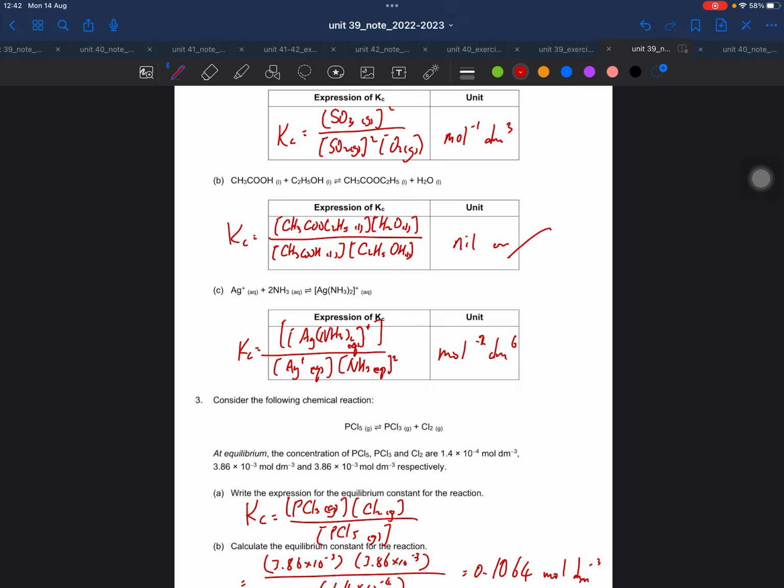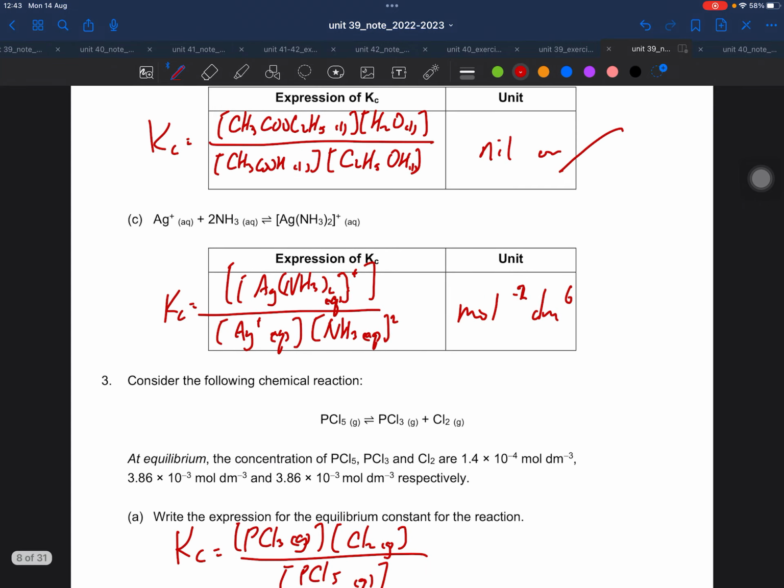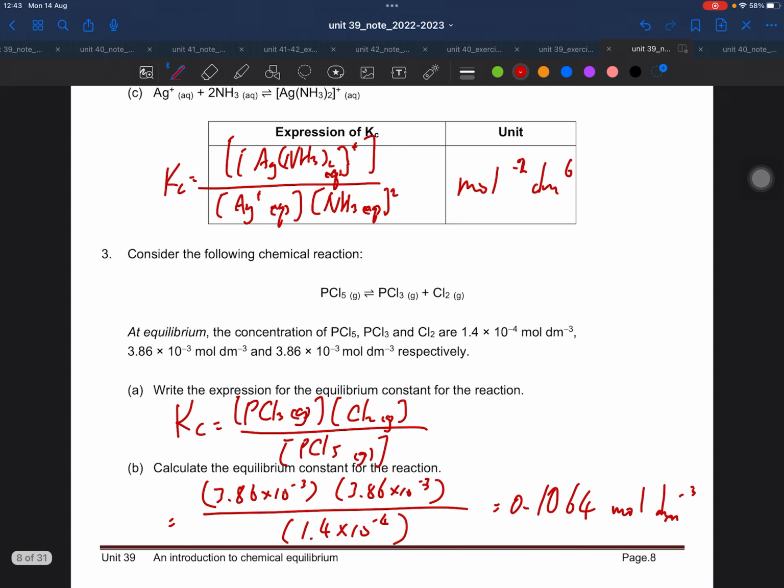Alright, so for part B, you can see that sometimes with the chemical equation, every unit is cancelled out. So yes, there will be no unit. It's possible, okay? Don't doubt yourself. It's nothing special. And with question 3, this is the first time you come across the calculation. Yes, please get your calculator ready. It's okay.